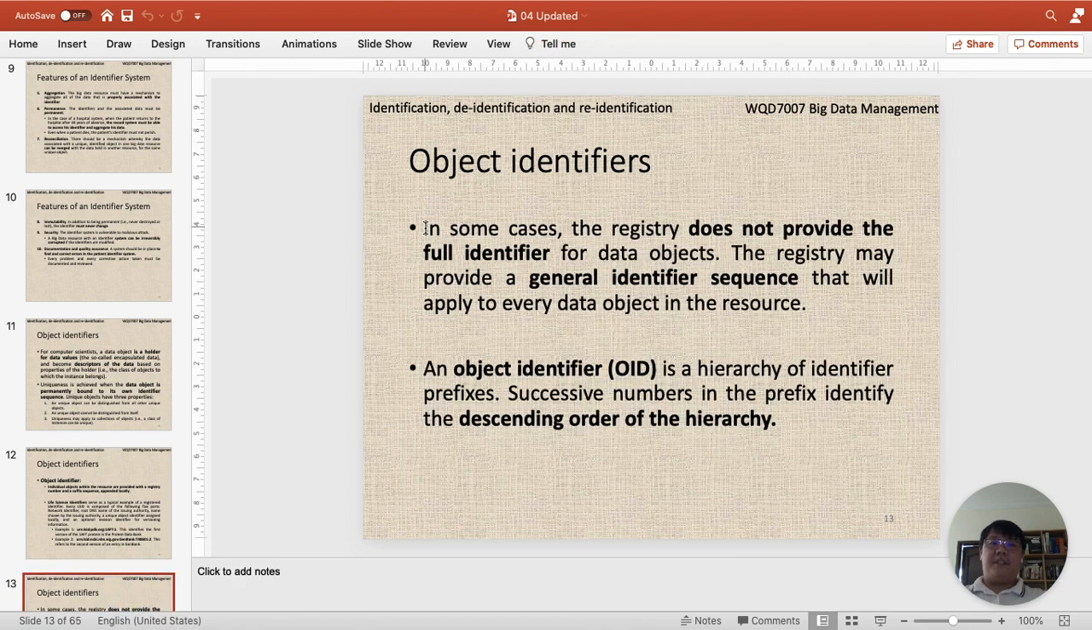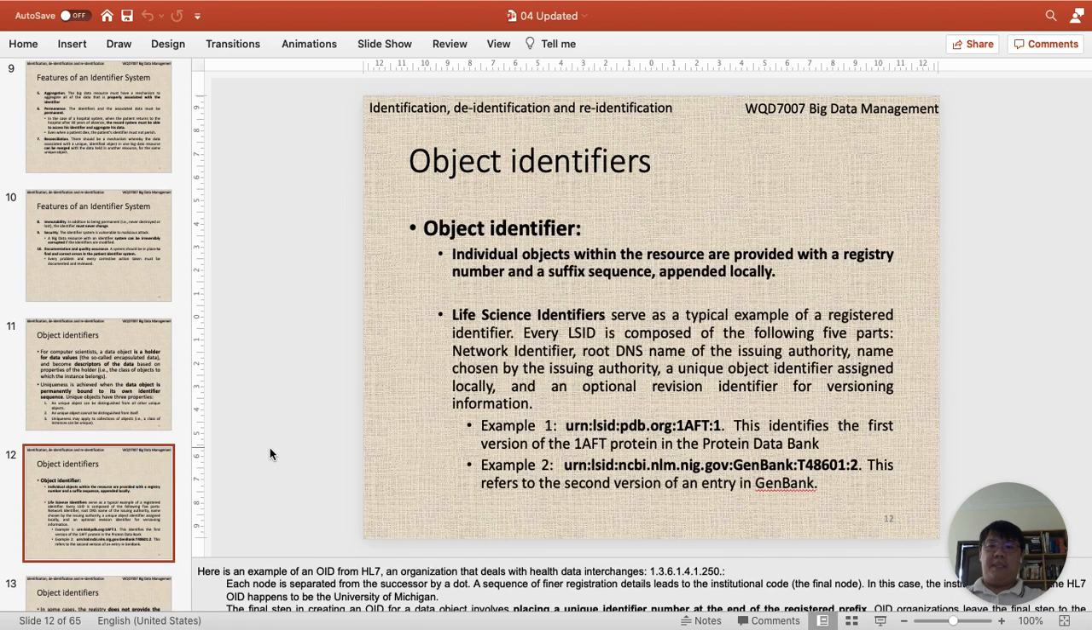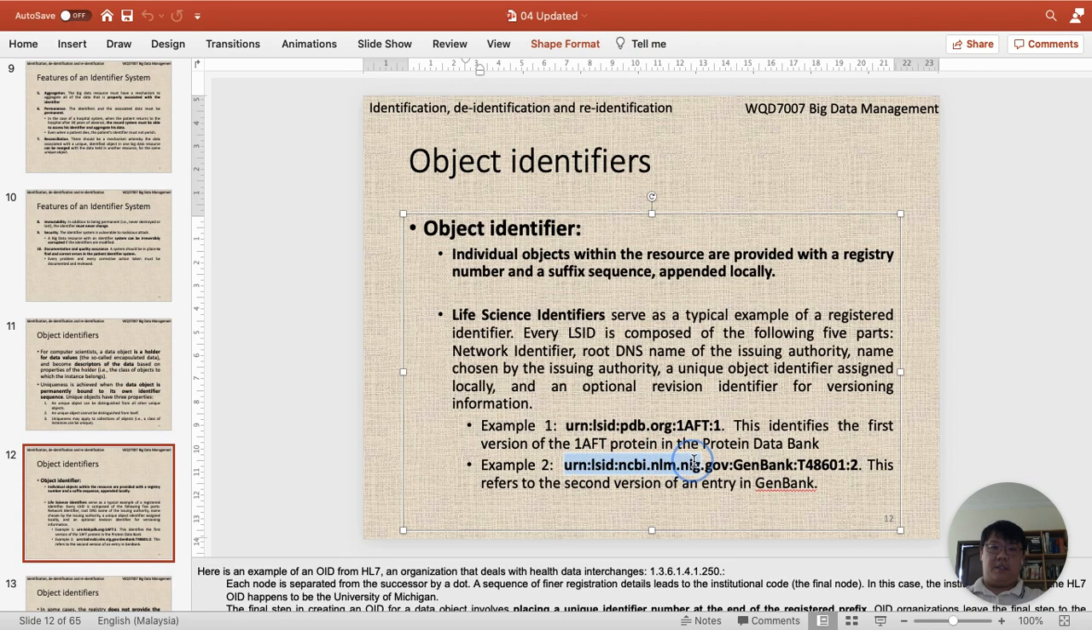So in some cases, the registry does not provide a full identifier. The registry may provide a general identifier sequence to apply to every data object in the resources. So maybe in that case, you only give up until here. Then you get all the entries that fall in this particular category. So maybe you got GenBank T48601, 1, and also 2 and 3 and 4 and 5 and so on. Okay, or 5th version.